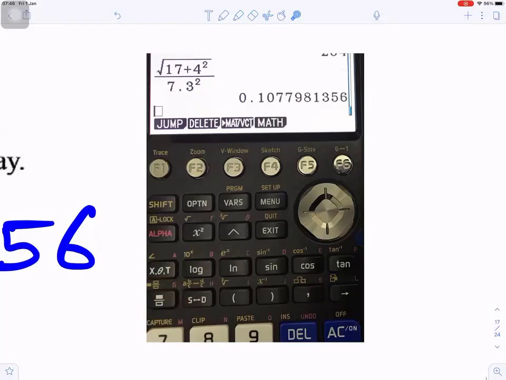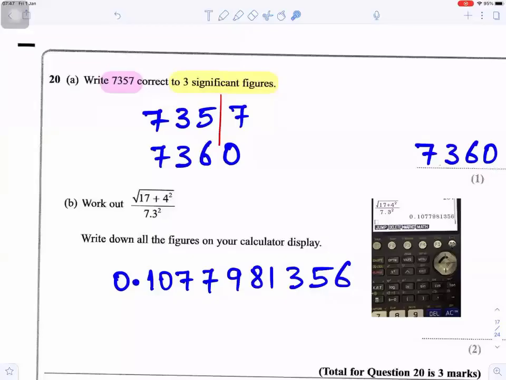first, and then after that you press shift, and then you press square root, and you type 17 plus 4 squared. For 4 squared, you use that button there, and then after that 7.3 squared, and that will give you the answer in your calculator. So that's the answer to that question for part A and part B.